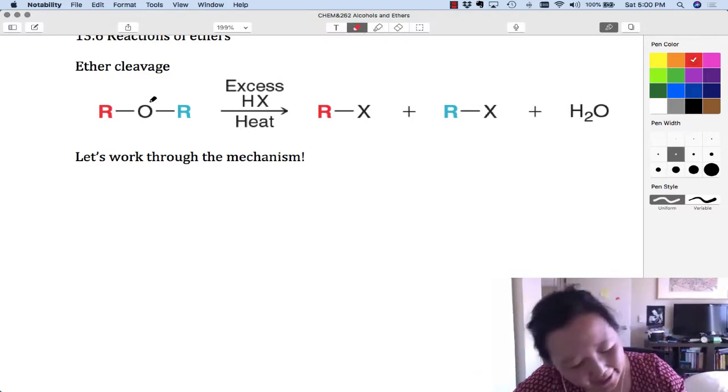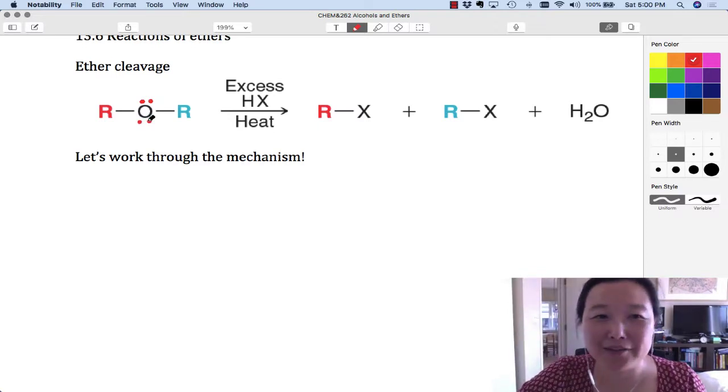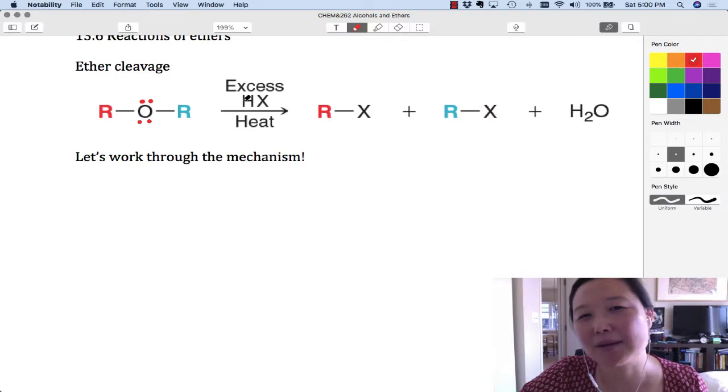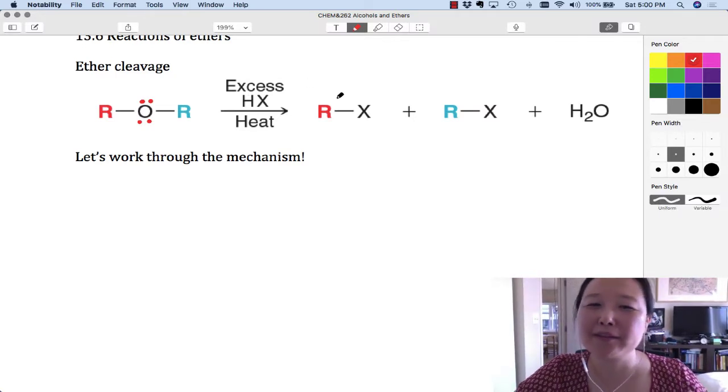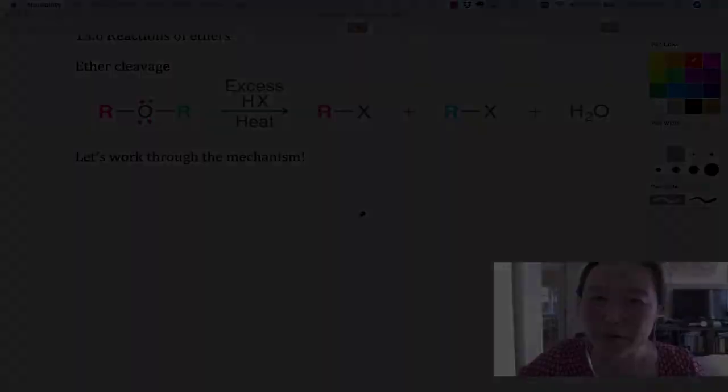The oxygen, with its lone pairs, is usually the most reactive part of an ether. I'd like you to think about how those lone pairs would interact with HX, so some kind of HCl, HBr, HI. How would that break the molecule into these pieces? See if you can think up a mechanism for this, and then we'll go over it.